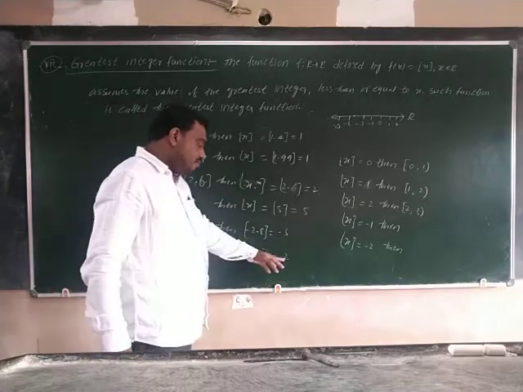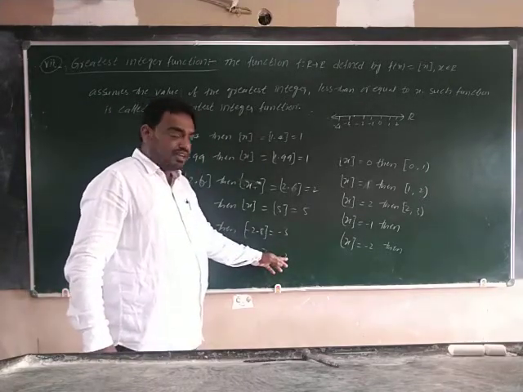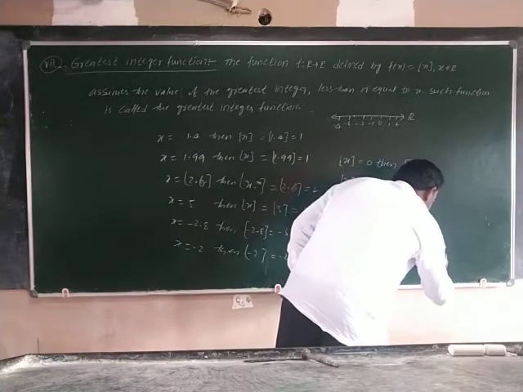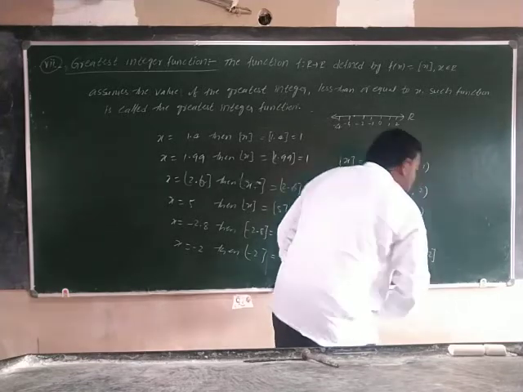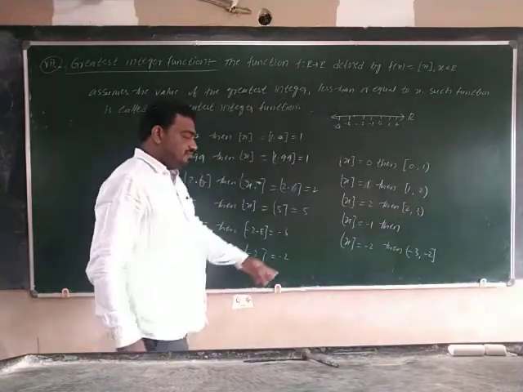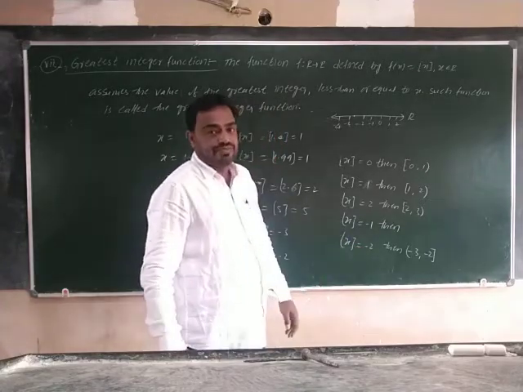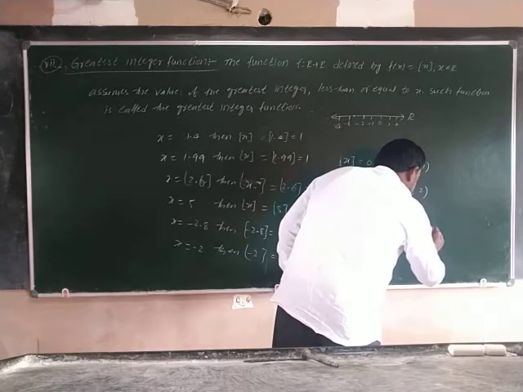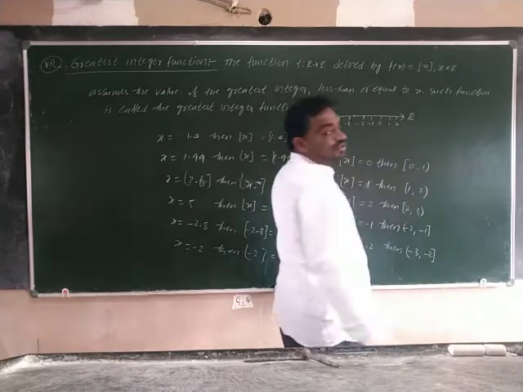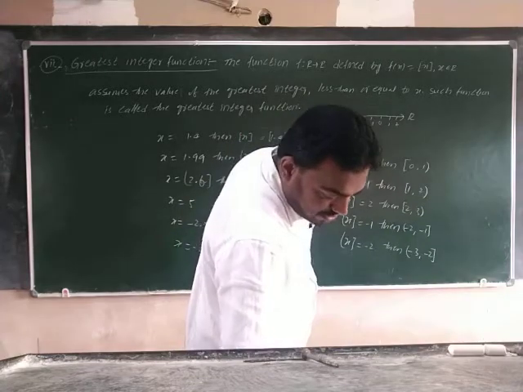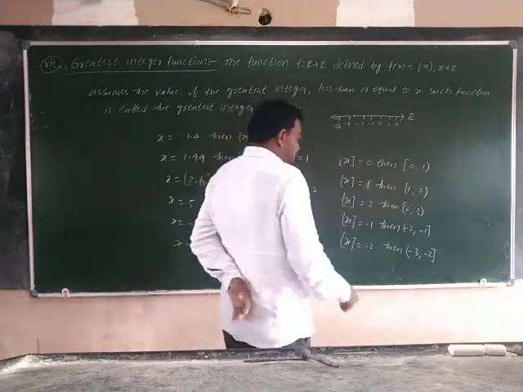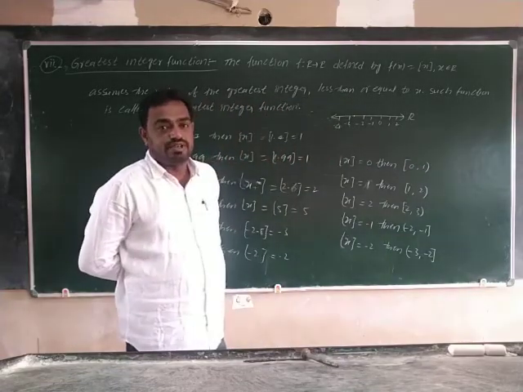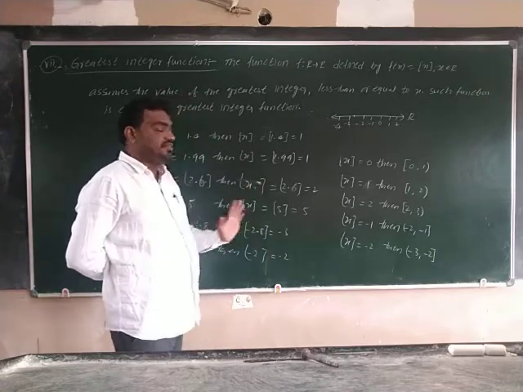That means minus 3 to minus 2. Left open, right closed. Up to these numbers, the greatest integer of x is equal to minus 2. Then minus 2 to minus 1, when we are getting minus 1, left open, right closed. Next, when we are getting x equal to 0, 0 to 1. You observe these numbers. This is the greatest integer function.